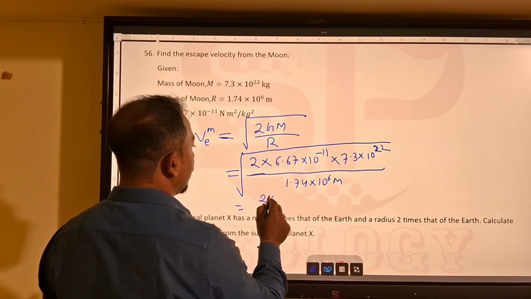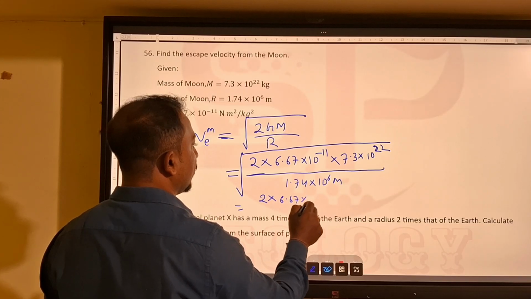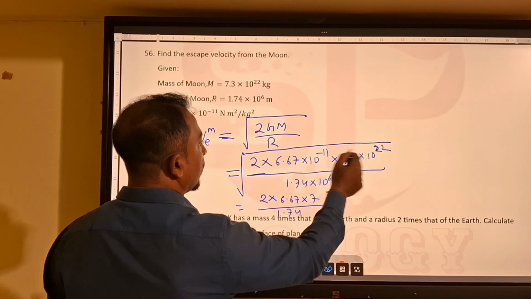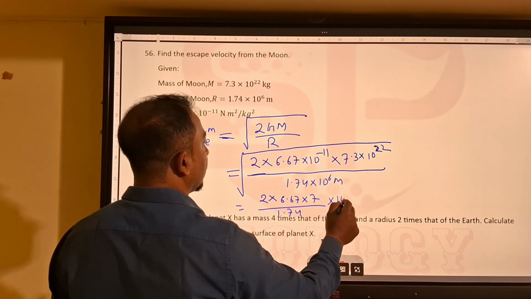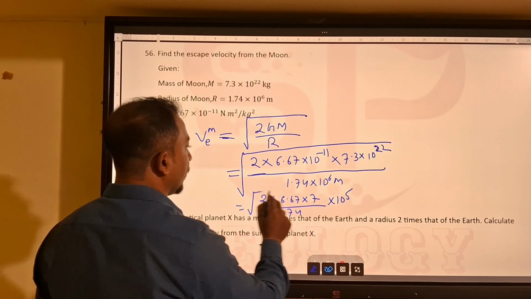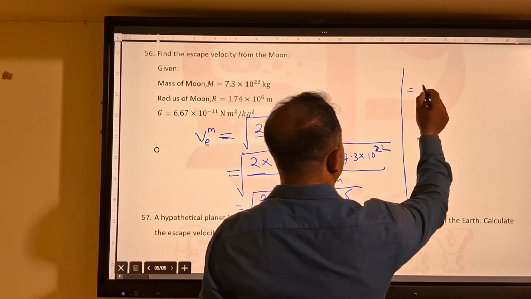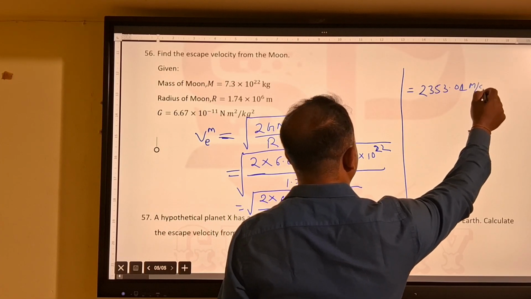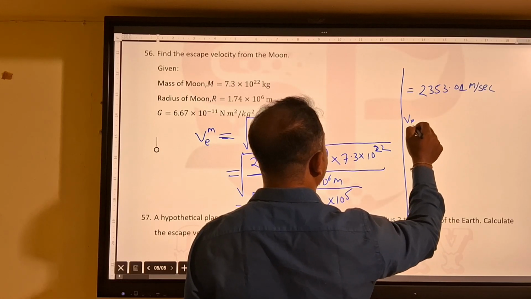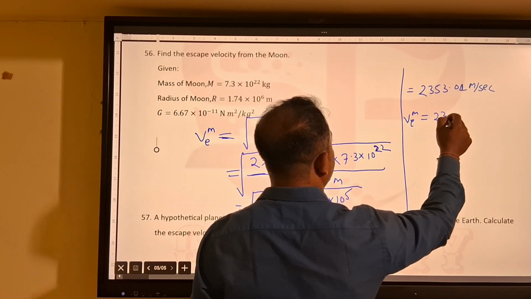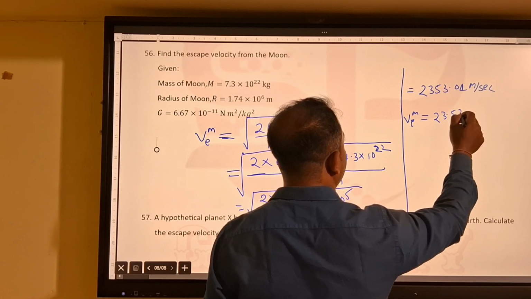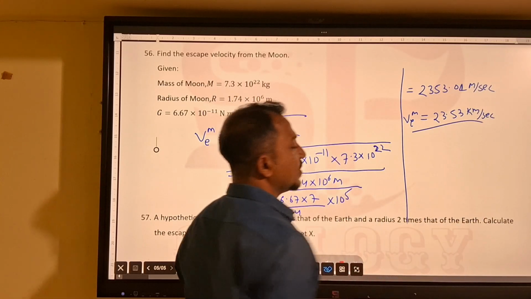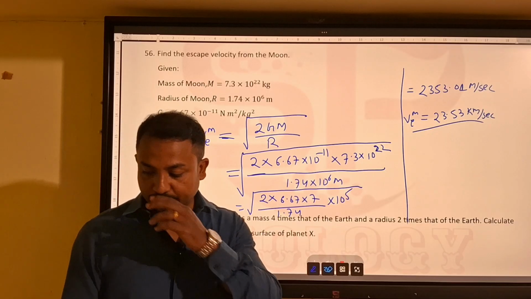So it will be 2 into 6.67 into 7 divided by 1.74 into 10 to the power 5, root over. So it will be 2353.01 meter per second. So in kilometer it will be 23.53 kilometer per second. So it is the escape velocity of the moon.